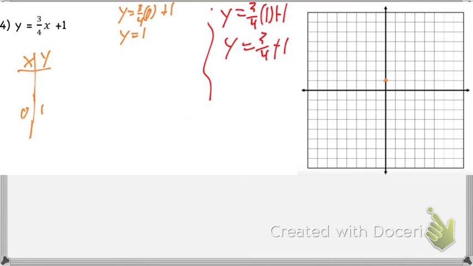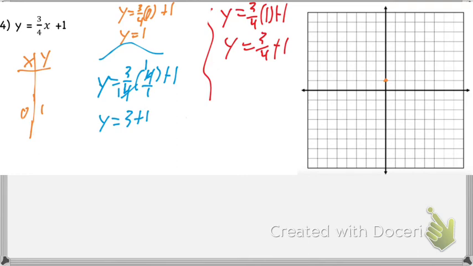Now, what if I plug in 3? Would plugging in 3 help here? No. What about if I plugged in 4? You don't think plugging in 4 would help? Let's try it, though. Just humor me. What's going to happen here? 3 over 4 times 4 over 1. Those are going to cross reduce. What are they both going to go to? 1. So I'm left with 3 times 1, which is 3, plus 1. Did I end up with a fraction? No. So is 4 so bad? No, I guess not.